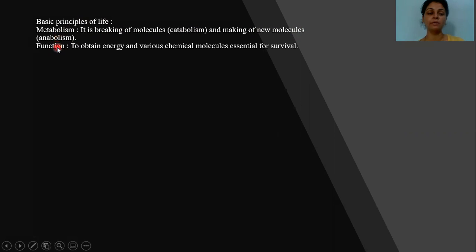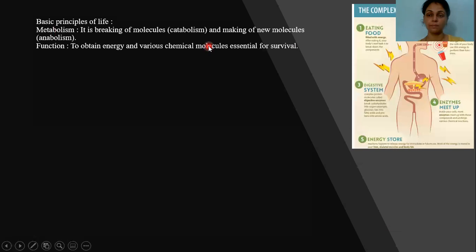Now, what is the function of metabolism? Due to metabolic activities, we obtain energy and various chemical molecules which are required for our survival. To survive on the earth, we require energy and certain chemical molecules to sustain on the earth. So that is being done by metabolism. You can see here the concept of metabolism. Eating food, digestive system, enzymes meet up, and energy releases. See, all these are the processes 1, 2, 3, 4, and 5. And lastly, the energy is stored.